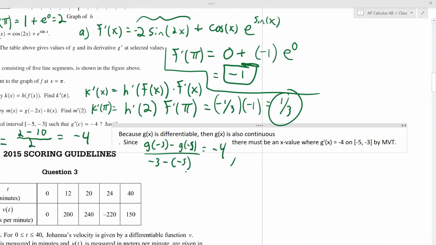Okay, so you state the conditions, right? Hey, G is differentiable. It's also continuous. The average rate of change is negative 4. There must be a place where G prime equals negative 4 by MVT.